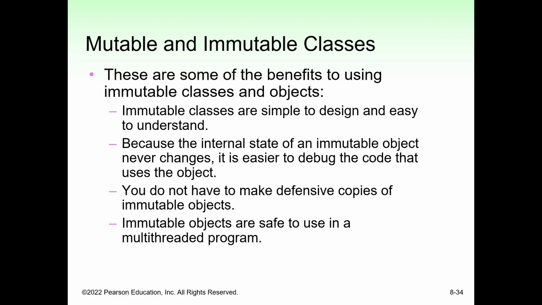Another thing is that you do not have to make any defensive copies of objects that are immutable. In case something goes wrong, you do not have to make any copies of those objects. And they are safe to use in a multi-threaded program. A multi-threaded program is a different concept, and I don't think we're going to be covering it, but if you're really interested, you can Google multi-threaded program and see what that is. It's basically a program that's going to be using multiple CPUs instead of just one.